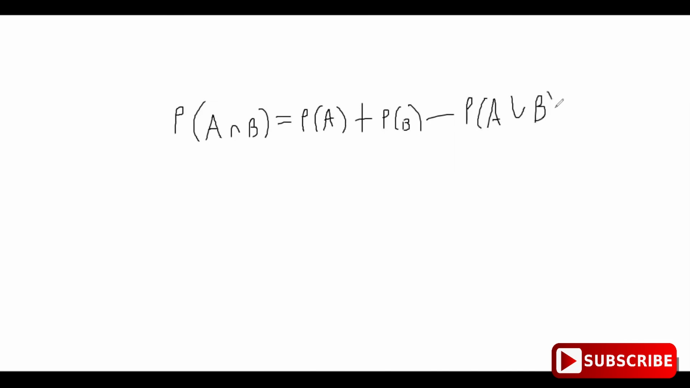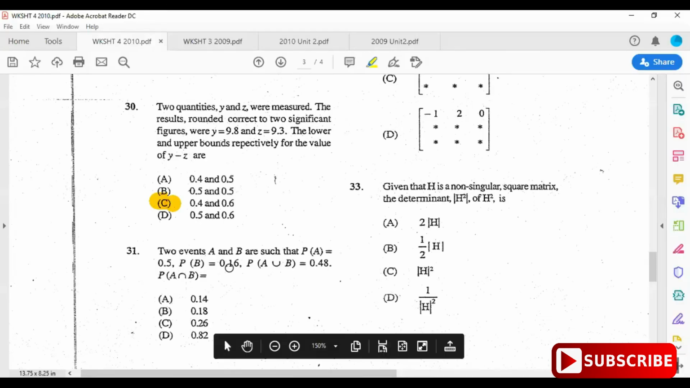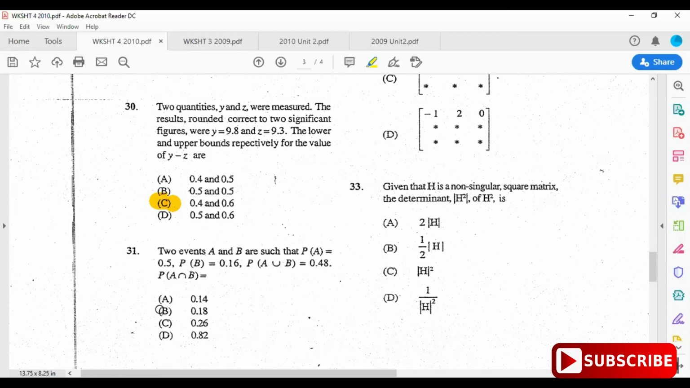So the probability of A intersect B is what? It is the probability of A plus the probability of B minus the probability of the union. Yes, very good. They gave us all of these probabilities, so all you have to do is plug the values into the formula. So 0.5 plus 0.16 minus 0.48. You don't even need a calculator for that. That's just 0.18.